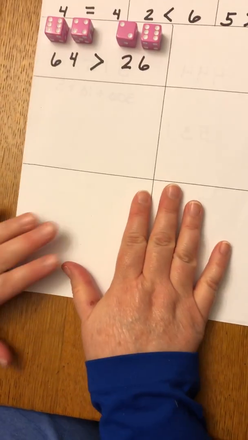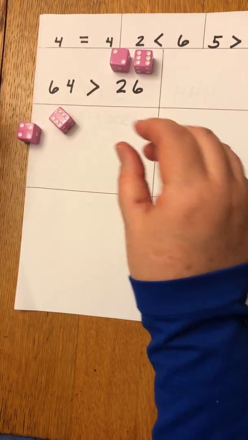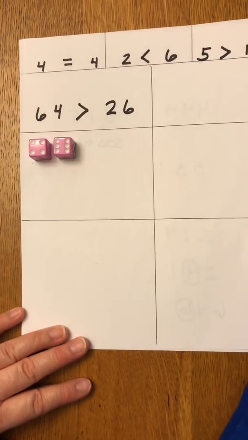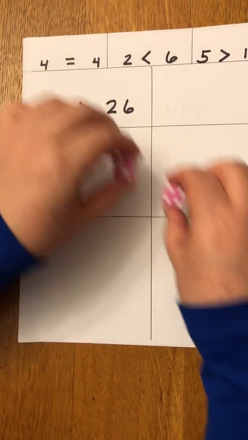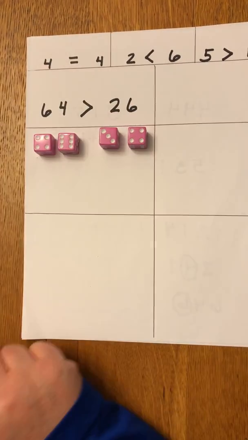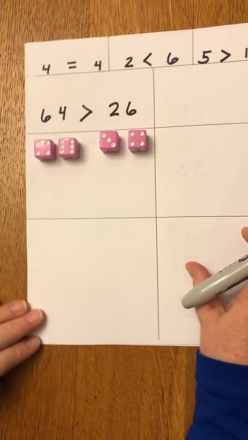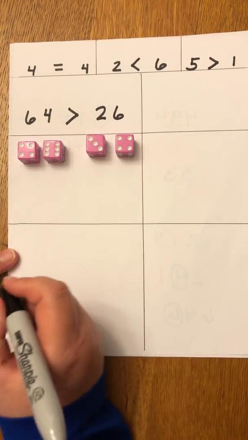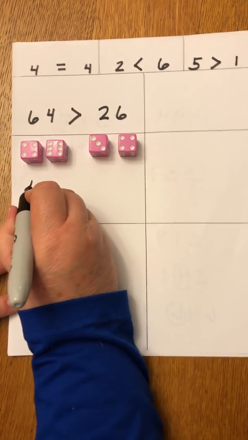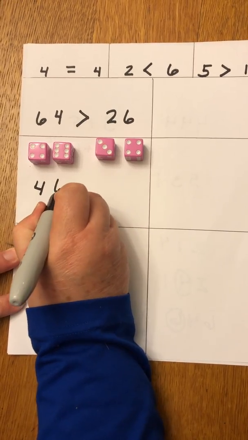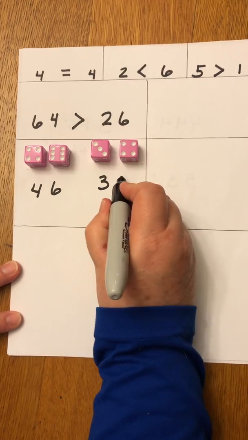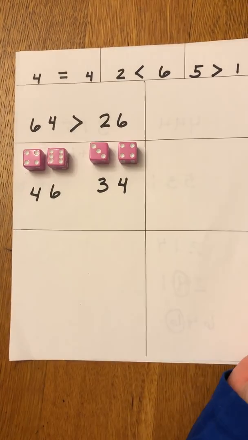Now let's have you try it. I'll roll 2 dice. You write that number. I'll roll 2 more dice. You write the number. Let's check to see how you did. The first number is 46. Is that what you got? The second number is 34. Is that what you got?